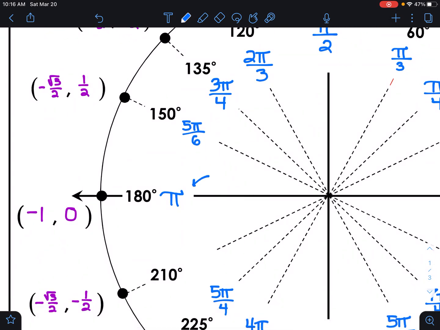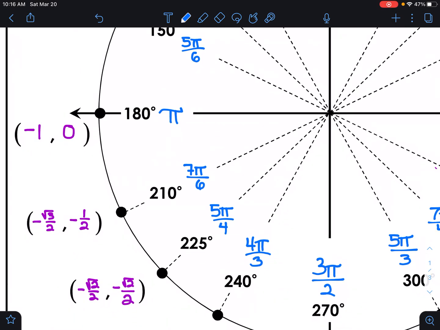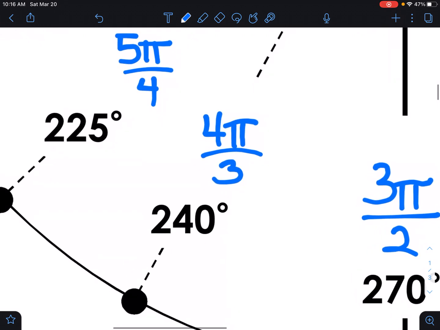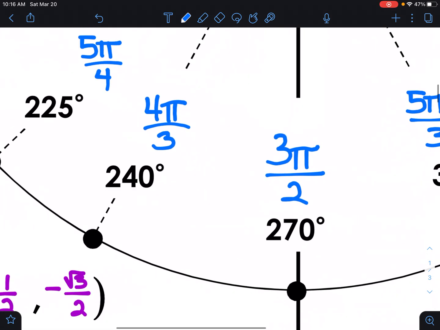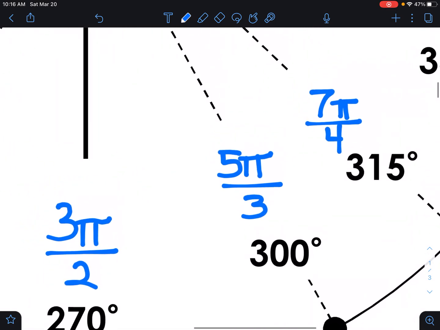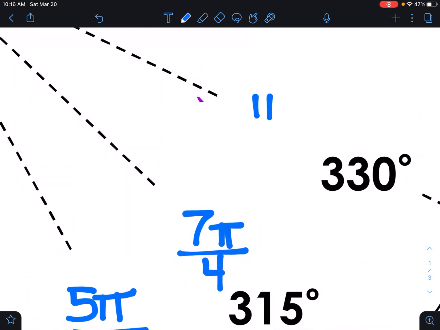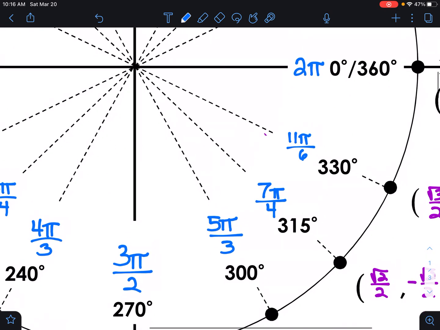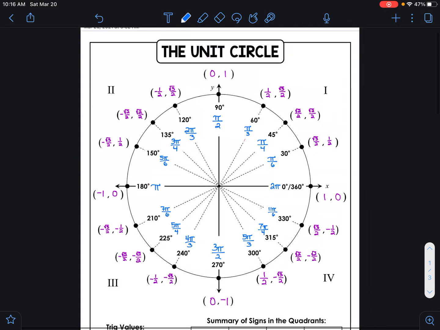Okay, this would be 6 pi over 6. So this is 7 pi over 6. And then 8 pi over 6 reduced, right? 4/3 right here. 9 pi over 6 reduced, 3/2. 10 pi over 6 would be 5/3. And then that means this is 11 pi over 6. And then 12 pi over 6 would be 360, which is reduced to 2 pi. And now we have our unit circle complete.